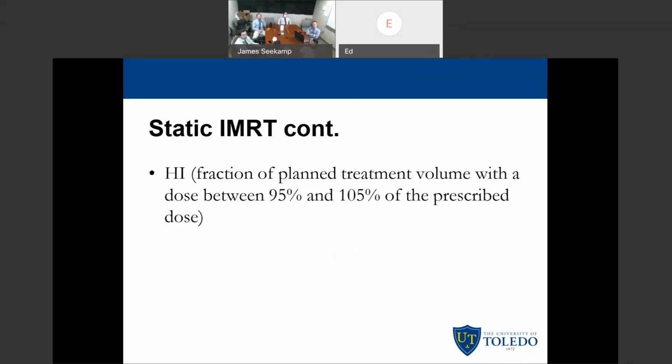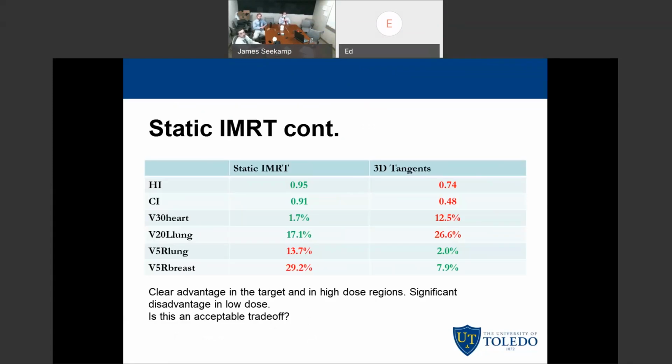The way that they calculate the homogeneity index is a bit different than everywhere else I saw. So I'm going to mention that they are doing the fraction of planned treatment volume. So they dose between 95 and 105% of the prescribed dose. So obviously a perfect value would be 1.